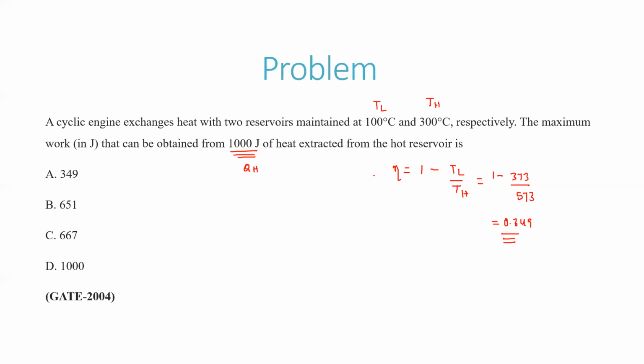Now we know that eta is equal to the output work from the engine upon the heat input from the hot reservoir, right? So since QH is given to be 1000, therefore W comes as 1000 into 0.349, that is 349 joules. Hence, A part is the correct option.